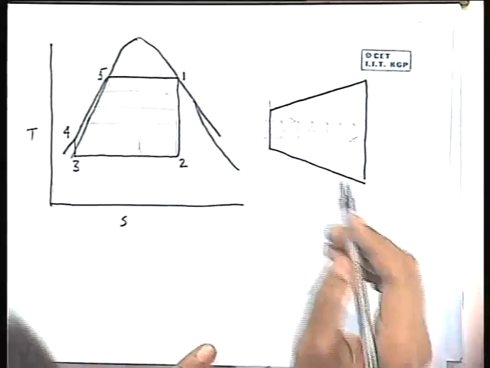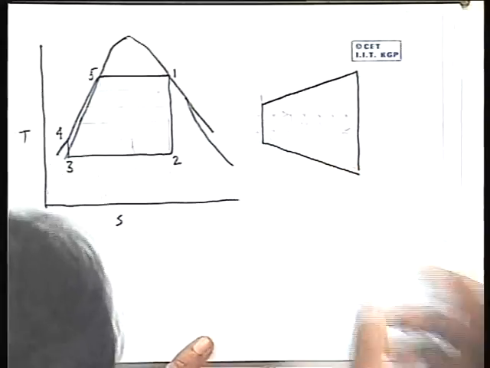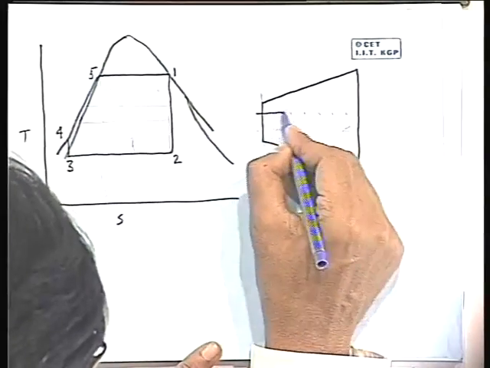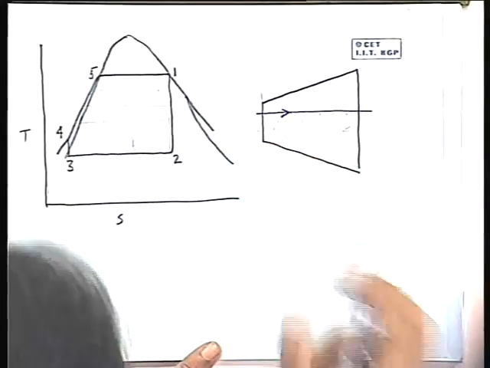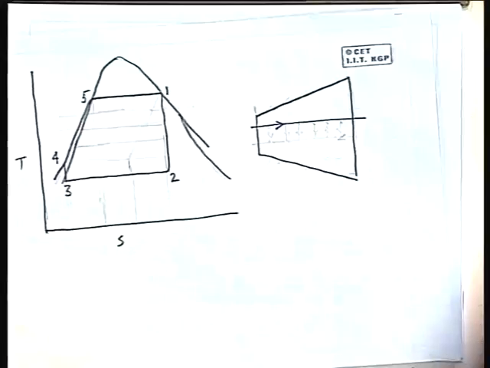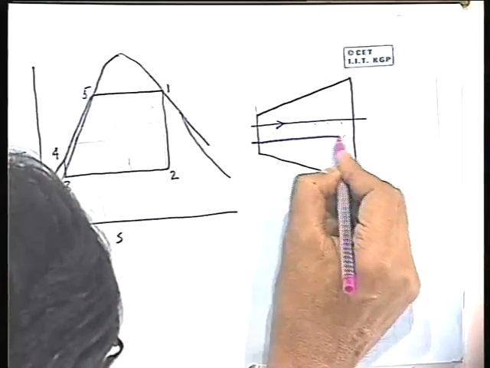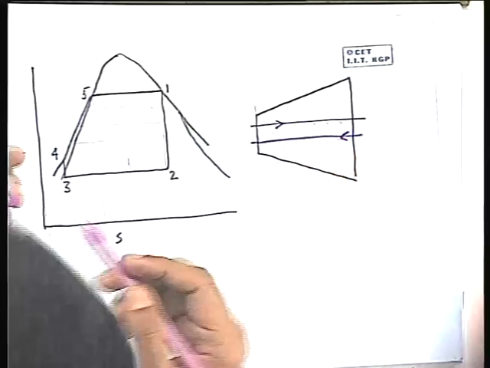This is very important. This is not given in any book. Again I am telling that let us consider this is the steam path, and let us consider this is the water. They are flowing in counter flow directions.